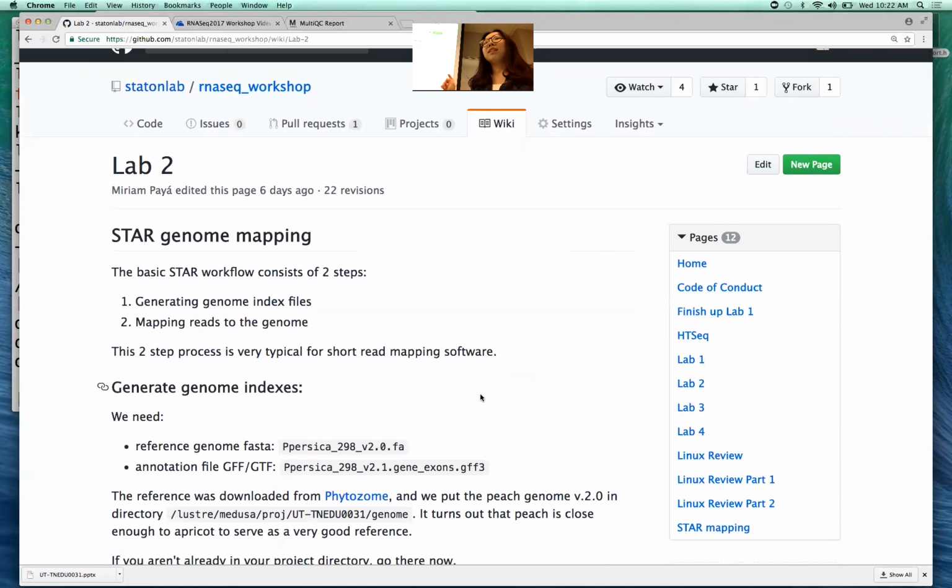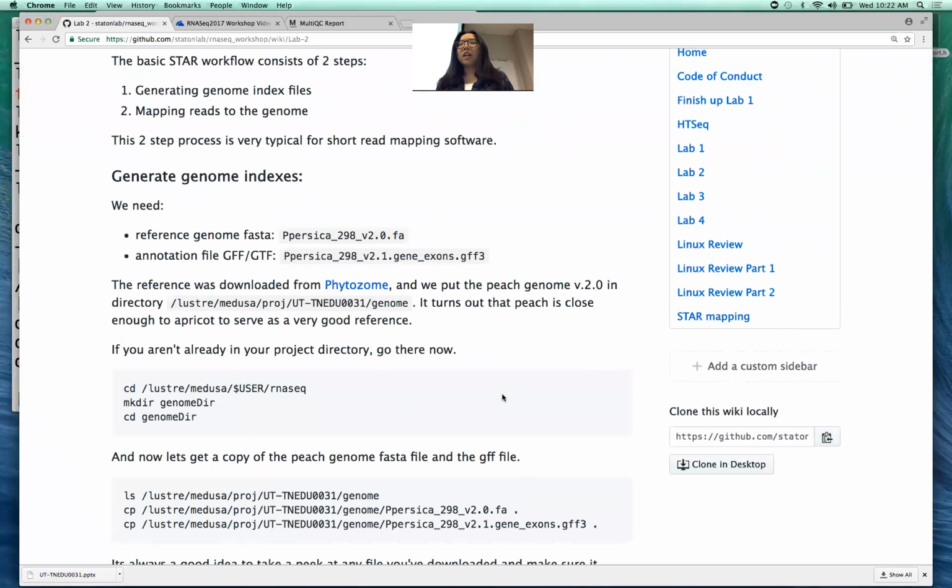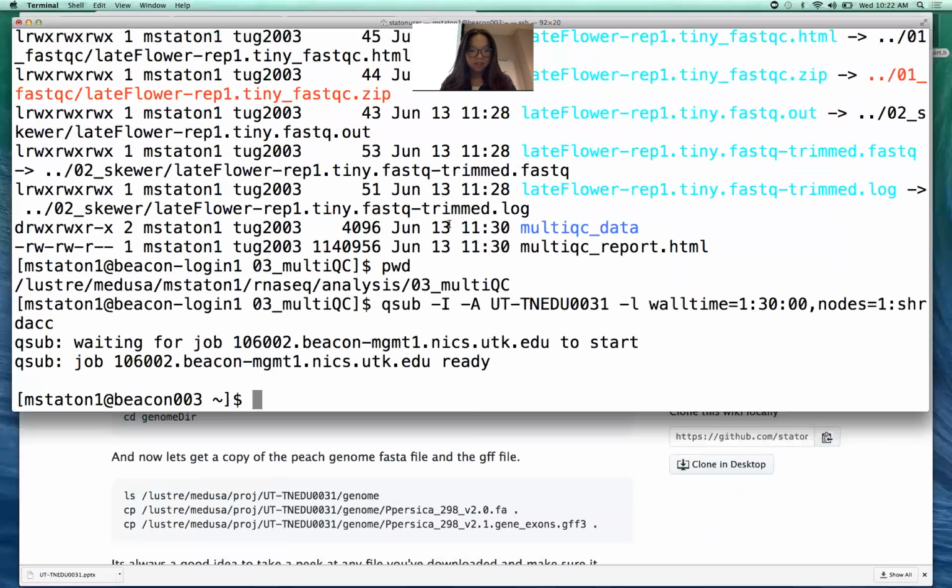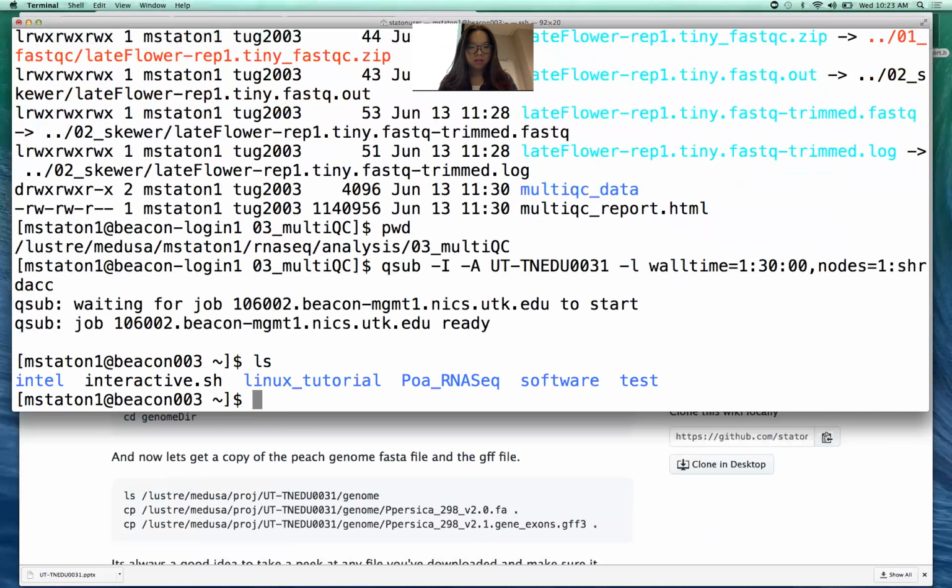Okay, so this lab, the STAR mapping, has two parts. One is generating a genome index. The second part is the actual mapping. So first, let's copy the genome data from our folder. So let's go to RNA. So go to your folder.